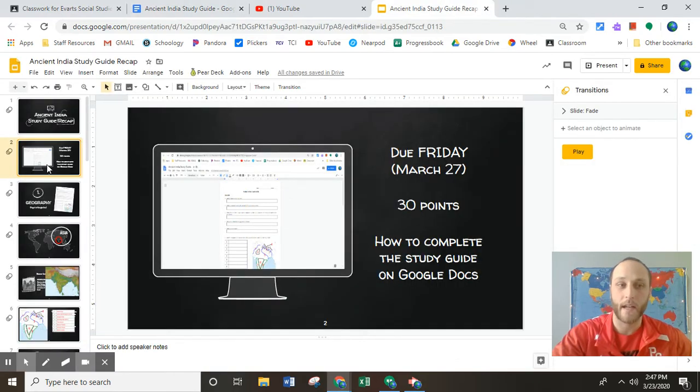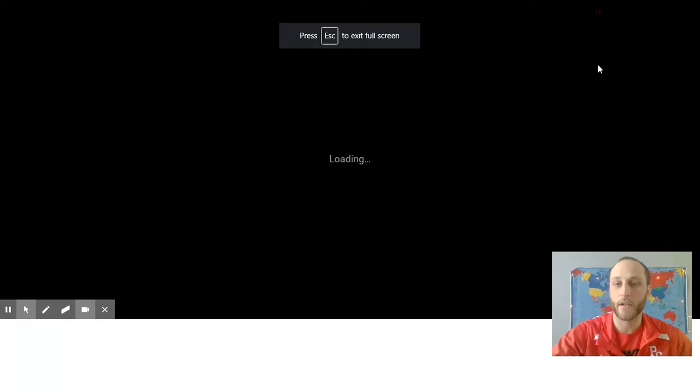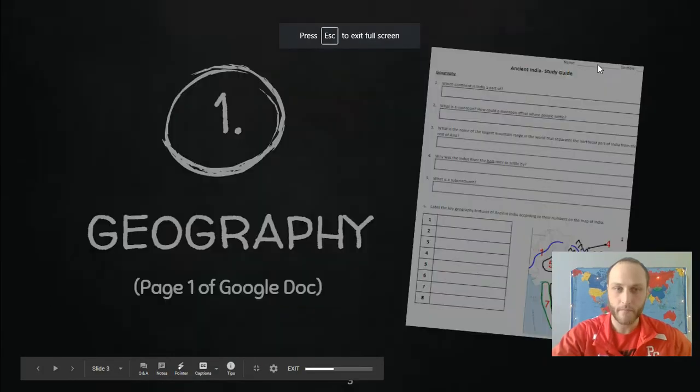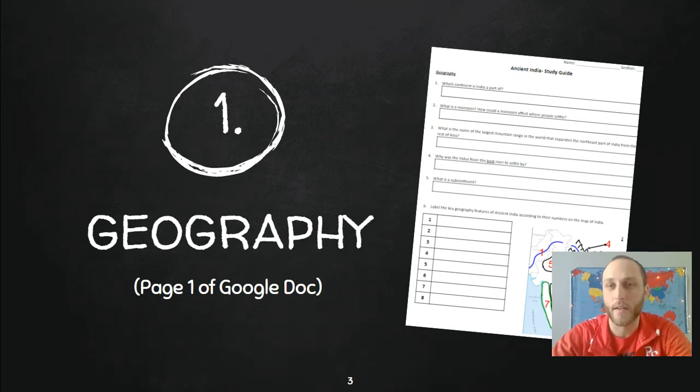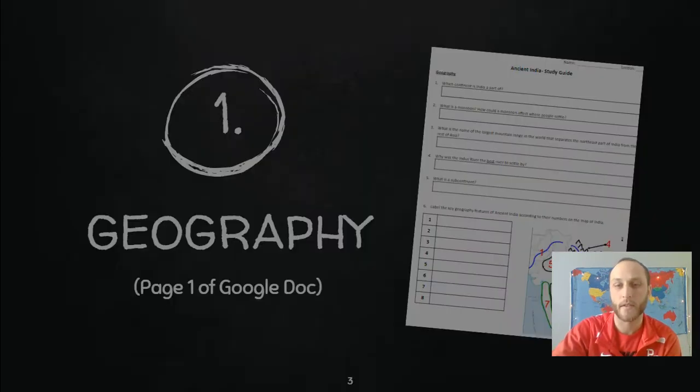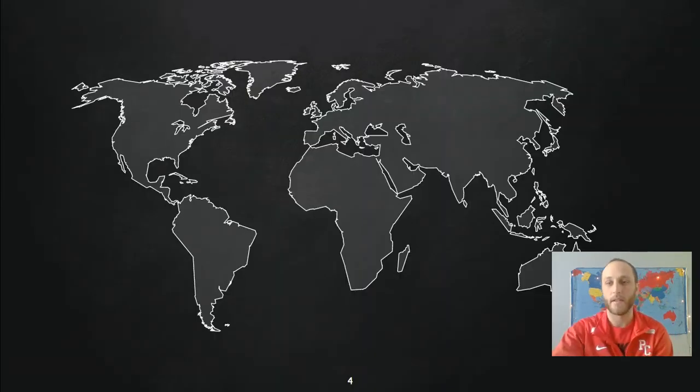So let's get into it a little bit. The very first section of your study guide, first page, is going to be all about the geography of India. So that's what we started with. That's going to be locations and certain map features that are important. So the next few slides will help you with that first page. Starting off very basic, you can either look at this map on my screen here, or you can look on the map behind me.